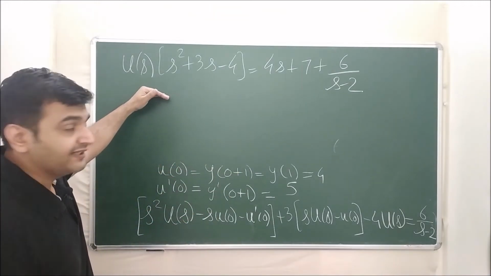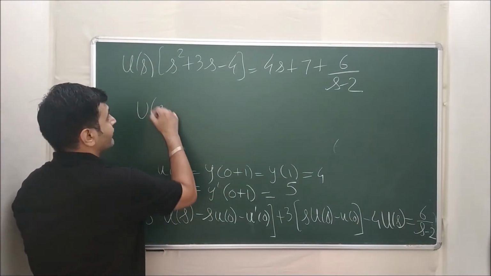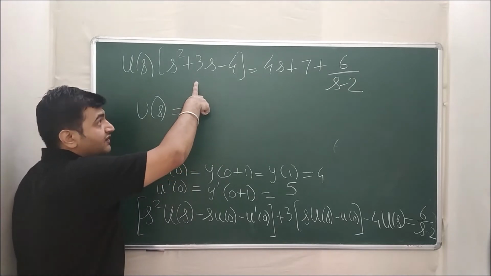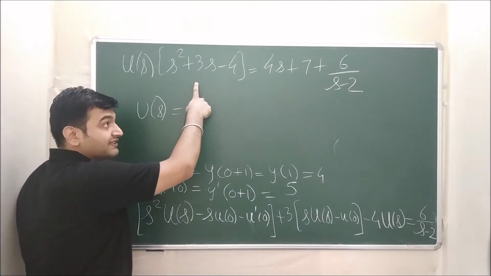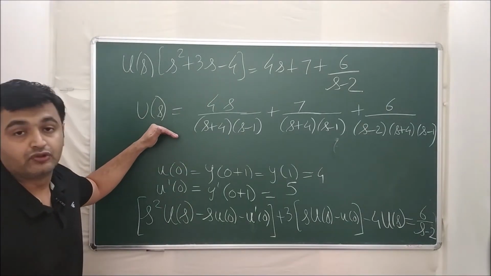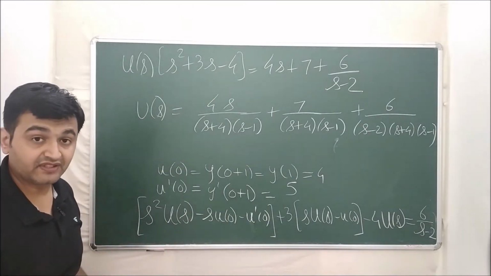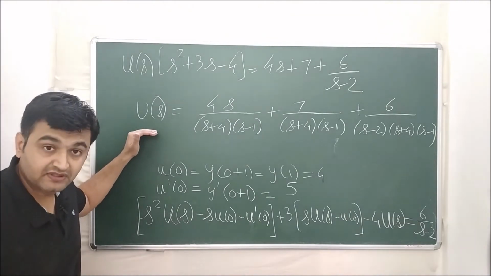Now it's easy, right? So what is my u of s now? You can factorize this as s plus 4 into s minus 1. So this is what your u of s is. So now this is a simplified version. Now I will apply Laplace inverse over here.